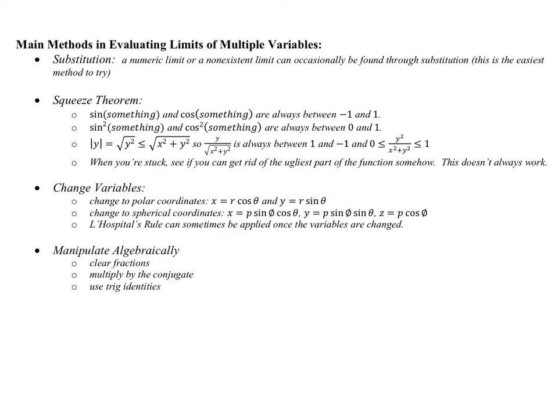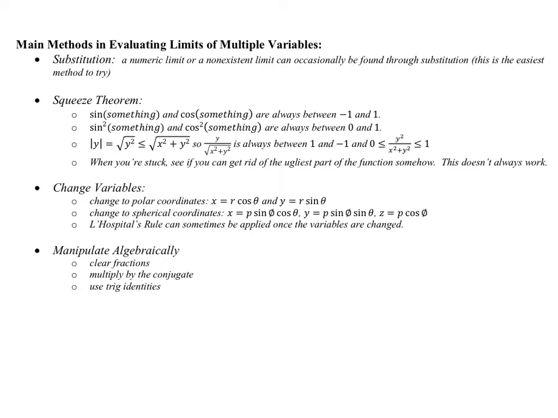It's hard to know. The third method is the change of variables method. We're going to use polars at times, possibly cylindrical coordinates. Obviously with cylindrical coordinates you would have a limit that would be a four-dimensional limit, so it would have inputs of x, y, and z.